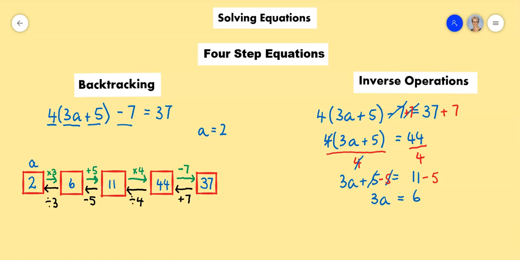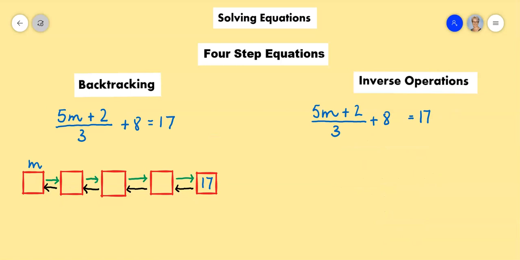The last thing that we had to do to undo our equation was to divide by 3. So we divide both sides of the equation by 3, and we find that times 3 divided by 3 will cancel out, and we're left with a is equal to 6 divided by 3, which is 2. Same solution as we got with our backtracking.